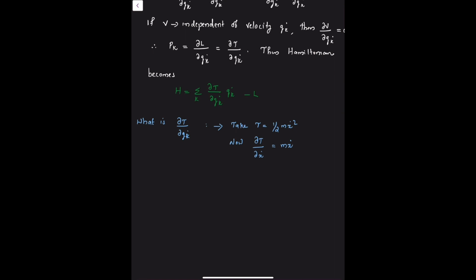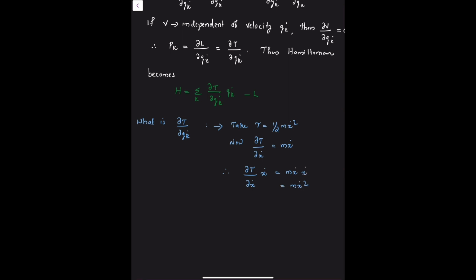We are simplifying the situation to understand the concept. Take T equal to half m x dot square, then ∂T/∂x dot equals m x dot. We have to evaluate the first term, that is ∂T/∂qk dot into qk dot. So here ∂T/∂x dot equals m x dot. Now multiply it with x dot again. You will get m x dot x dot, that is m x dot square.